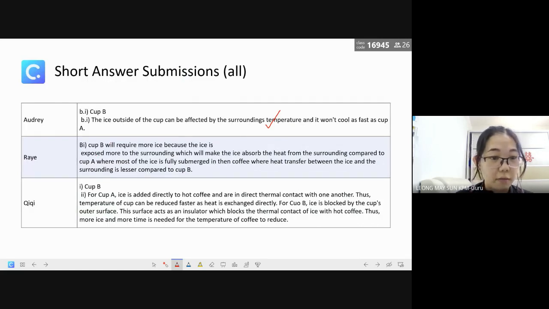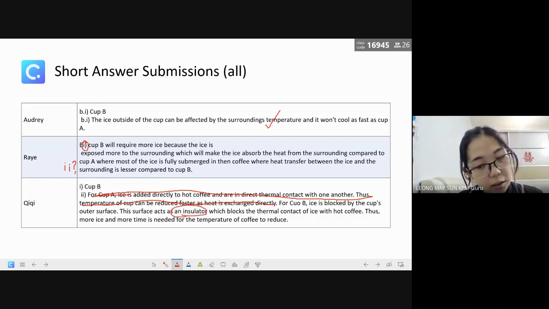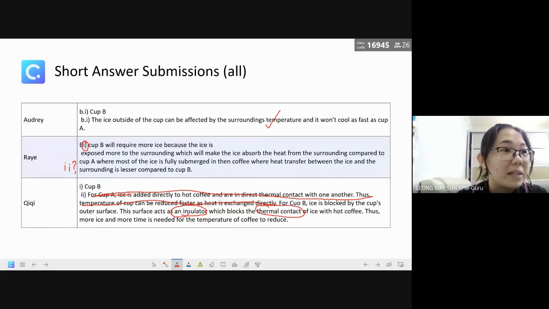Ray, very long. Ray, same situation. Where is your answer for number 2? I see B for number 1. Ray, where is the answer for number 2? Chirong, please don't explain about cup A in exam. I will cancel all this and then I will write one sentence saying you're wasting your ink. For cup B, ice is blocked by the cup's outer surface. The surface acts as an insulator. It's not the insulator which blocks the thermal contact. You don't need to talk about the thermal contact because in specific latent heat, we don't talk about thermal contact. So unfortunately, wrong. Okay, sorry.